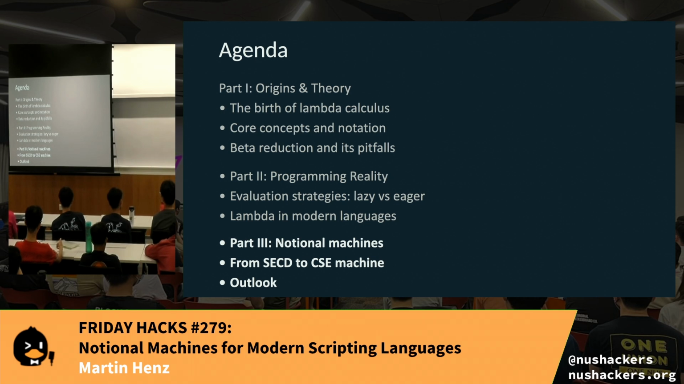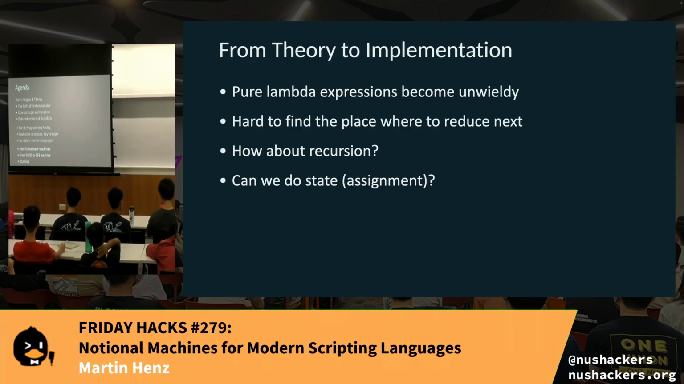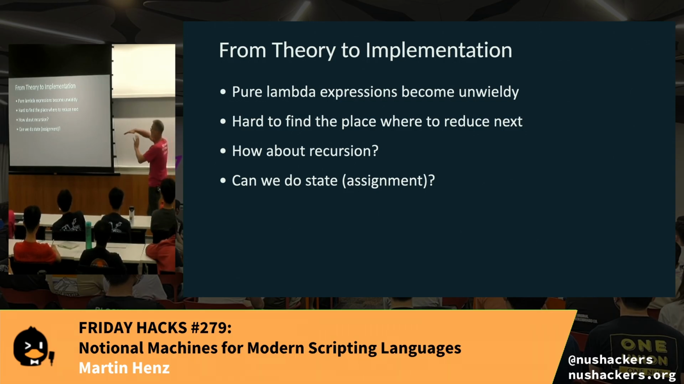I want to spend a bit of time, I probably have 10 minutes or so left, on a more realistic framework to run these programs. What is the problem with this beta reduction? What is the problem with this particular framework of replacing expressions by other expressions? First of all, this pure lambda calculus becomes unwieldy.